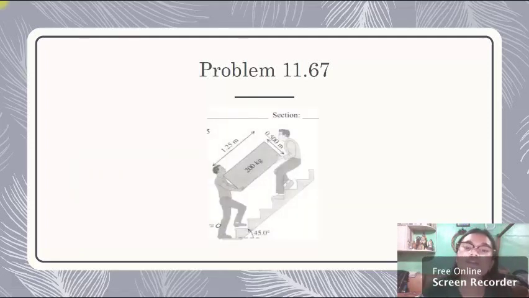So this is the figure of the problem. This is the 45-degree angle. Since it's parallel, it also has a 45-degree angle. Oh no, sorry. This is the length of the crate that the person is holding, and this is the length, the width, and this is the height, and this is the weight.